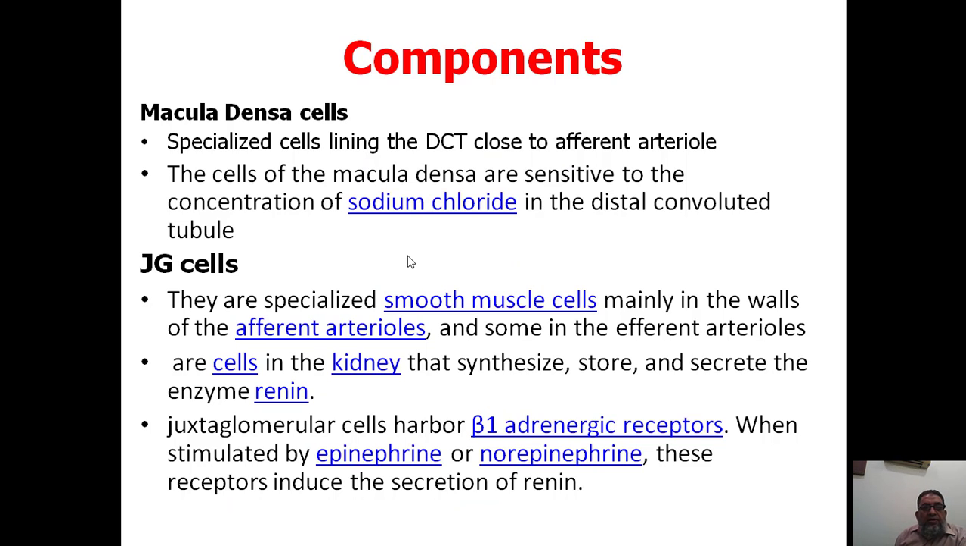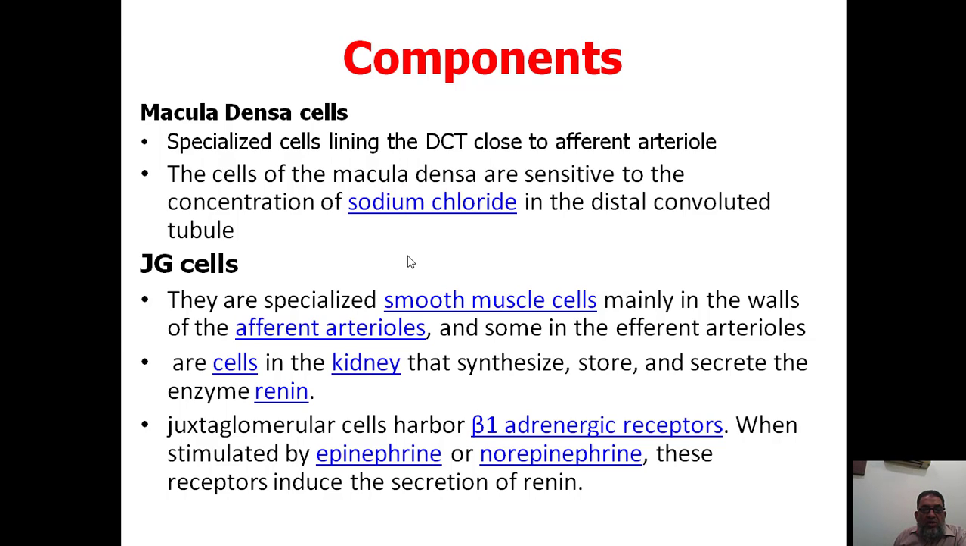What are the components? The Macula Densa cell is specialized lining of the distal convoluted tubule at the afferent arteriole, from where it senses the sodium chloride concentration within the blood. JG cells are specialized smooth muscle mainly in the wall of the afferent arteriole, some in the efferent arteriole, and they can synthesize, store, and secrete the enzyme renin.